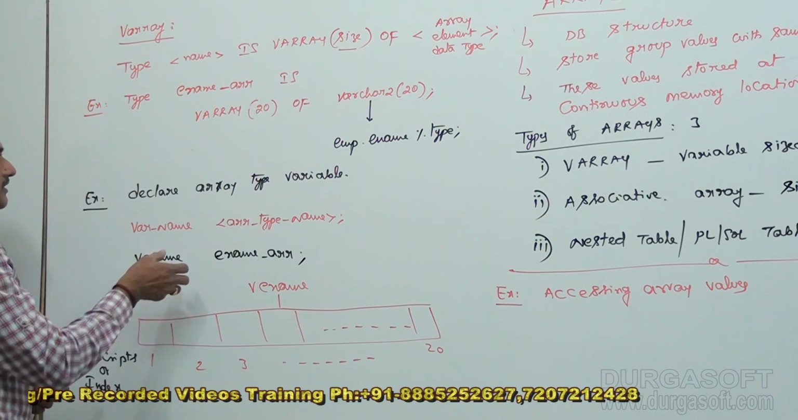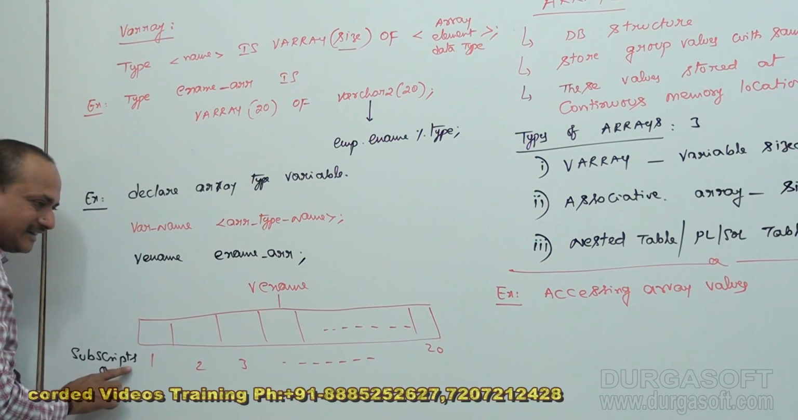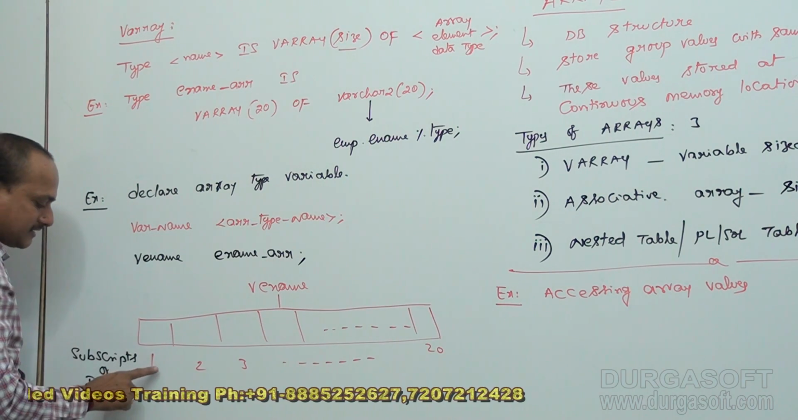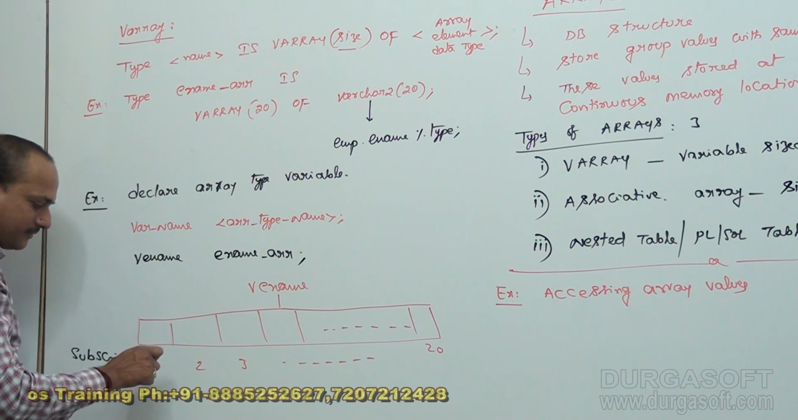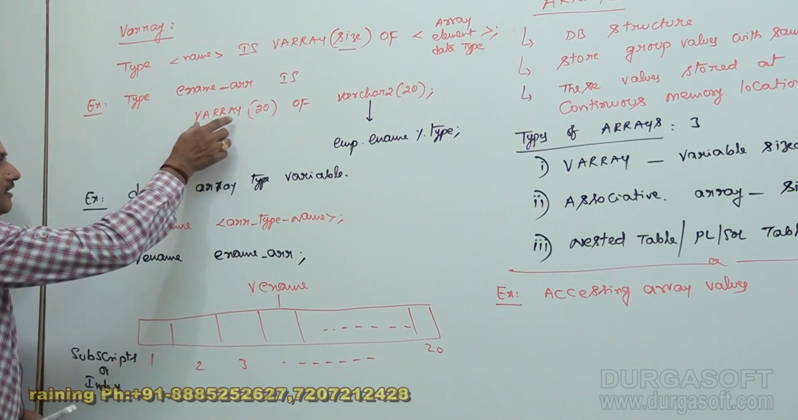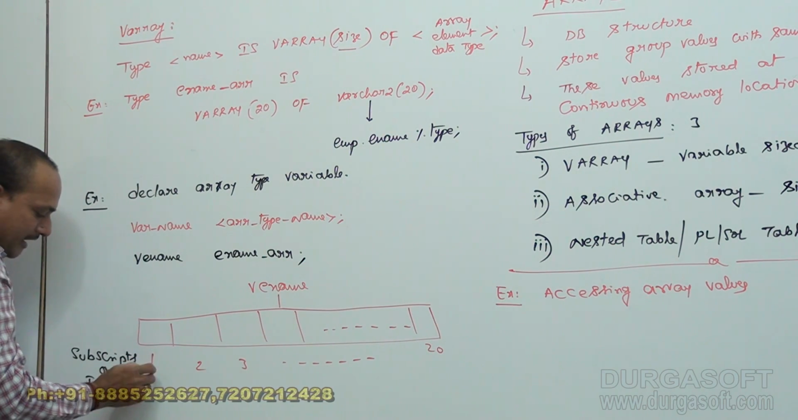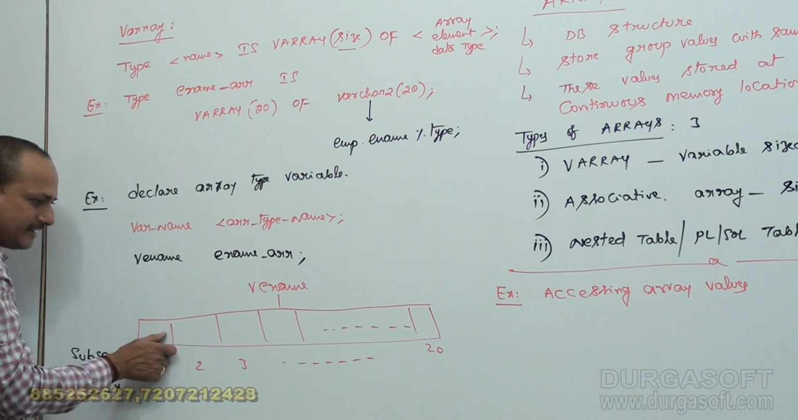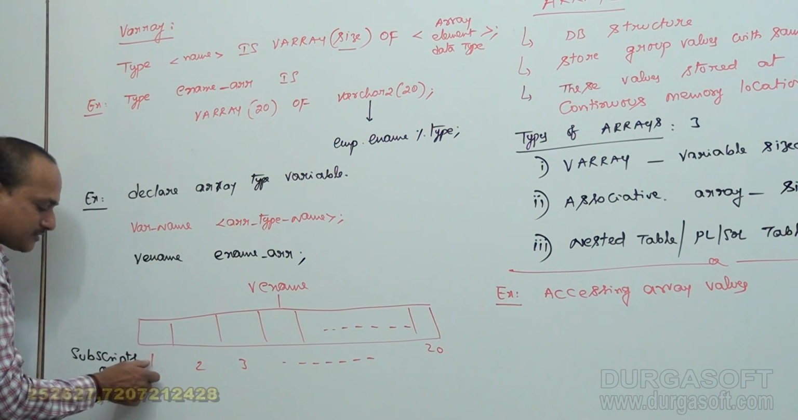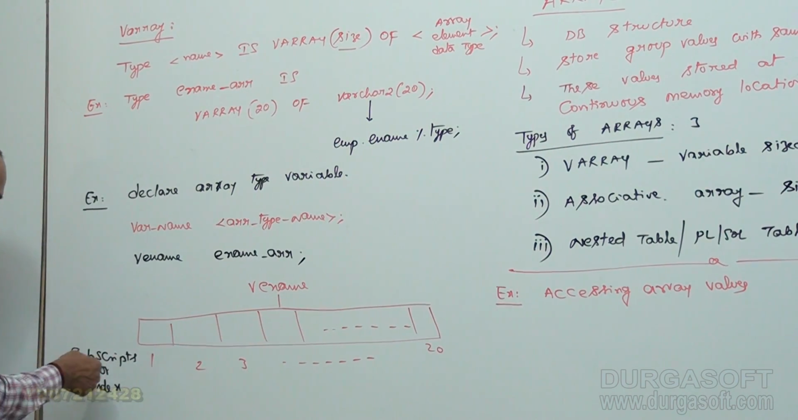So each V array location is identified with an integer subscript. That integer value begins with 1. Remember, again I am repeating, each V array location is identified with subscripts. The subscript value is starting from 1 to so and so value. So these subscripts are also called indexes.